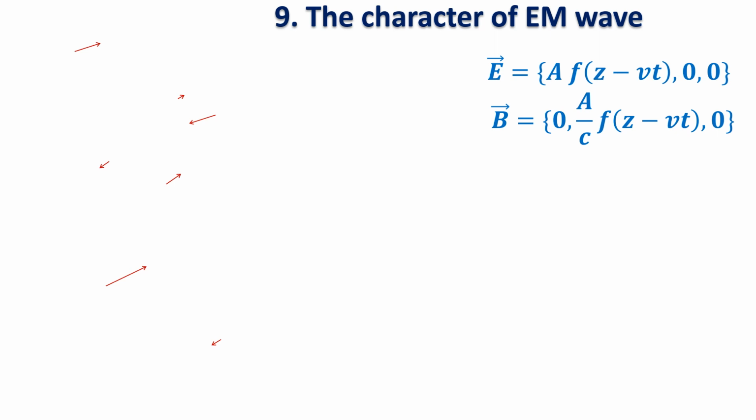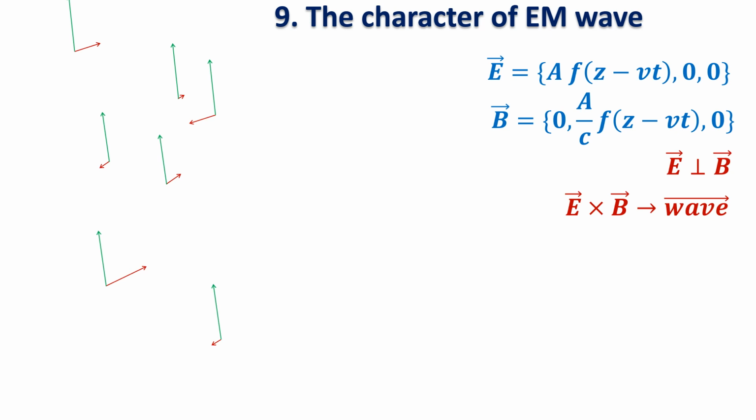Our first rule is to have the magnetic field perpendicular to the electric field. So we draw a magnetic field shown in green. Our next rule is to have E cross B in the direction of wave propagation, which is the z direction. We see that three of the magnetic fields are not correct. So we correct the direction of the magnetic field. Now, in all the cases, E cross B is in the z direction.